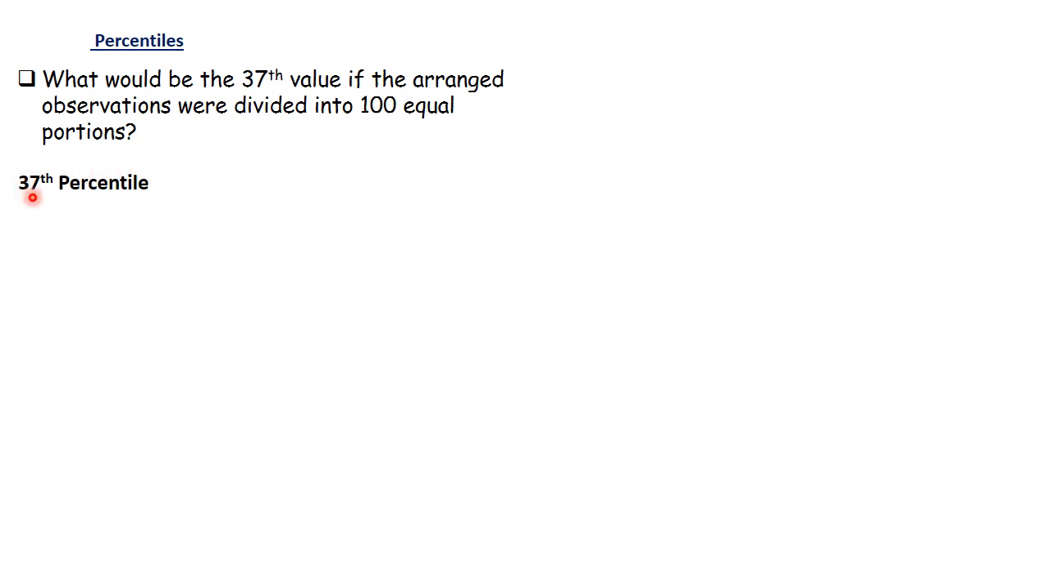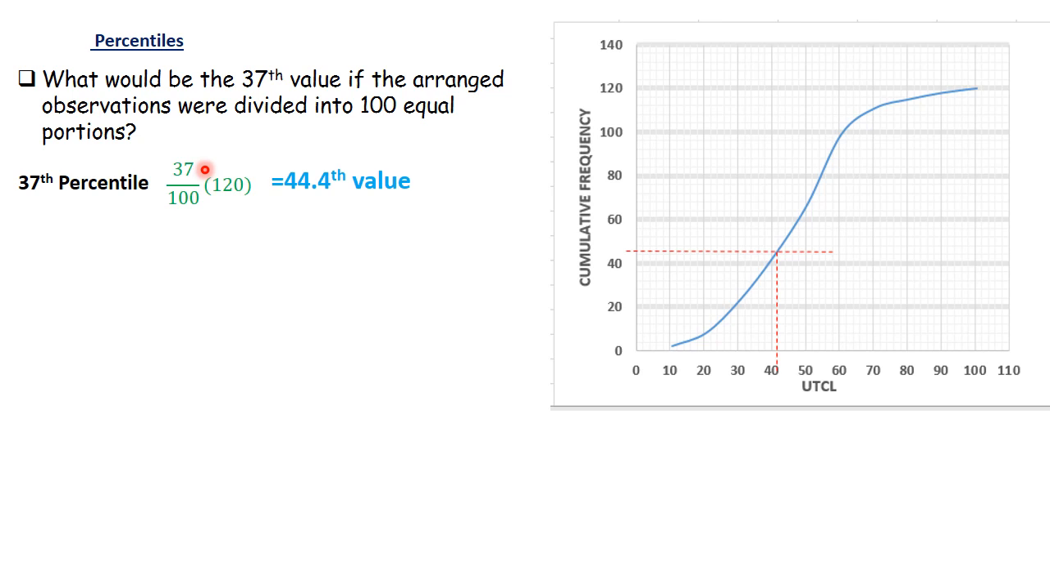We'll get the 37th percentile by just getting 37 all over 100 times 120. What this means is that we have 120 divided by 100, so that we get 120 students divided by 100 portions. We get 37 of that, and so that'll be the 44.4th value. So we now go to the Ogive curve. Estimate where is 44.4, somewhere here.